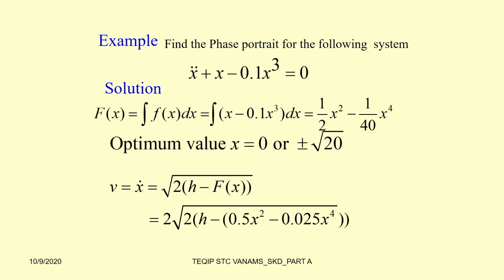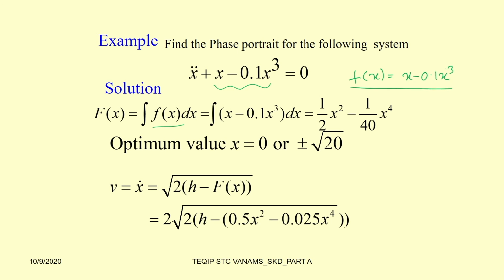So, let us take this example. For example, x double dot plus x minus 0.1 x cubed equal to 0. This equation can be written as x double dot equal to minus x plus 0.1 x cubed. So, the equation is written as x double dot plus f(x) equal to 0. So, this part is f(x).